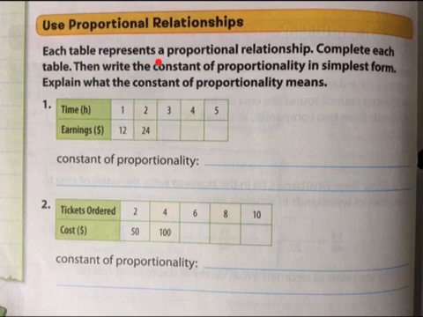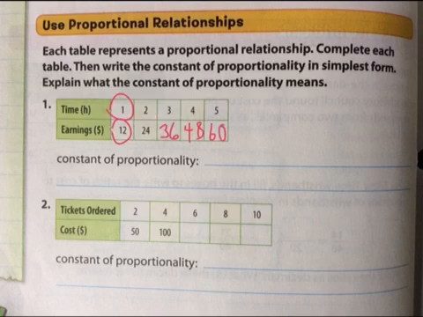Each table represents a proportional relationship. Complete each table. Then write the constant of proportionality in simplest form. Explain what the constant of proportionality means. So we're just going to explain the unit rate, really. What they mean by constant of proportionality is the unit rate. How is it changing? And we can see here that time is 1 and 12. So every 1 is 12. You see that? Every 1 is 12. 2 will be 24. 3 will be 36. 4 will be 48. And 5, I think you know this, if it's every 12, 5 times 12 is 60.